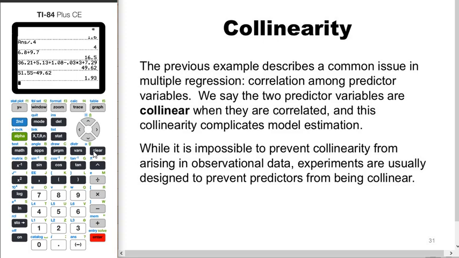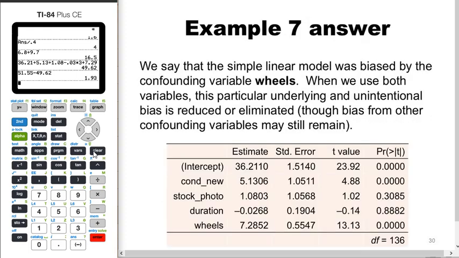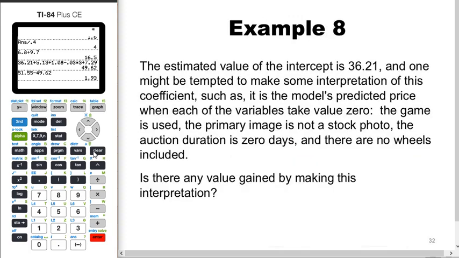So, last example for this lesson. The estimated value of the intercept was 3621. That was for the multiple regression model. One might be tempted to make such an interpretation of this coefficient, where intercepts occur when your explanatory variable is 0. In multiple regression, intercepts occur when all the explanatory variables are 0.